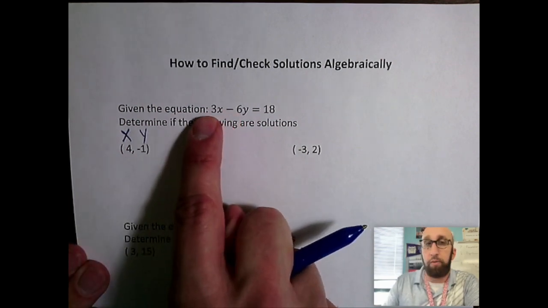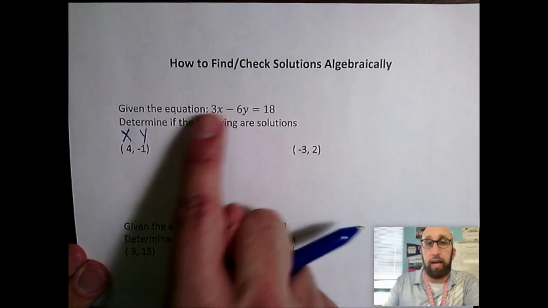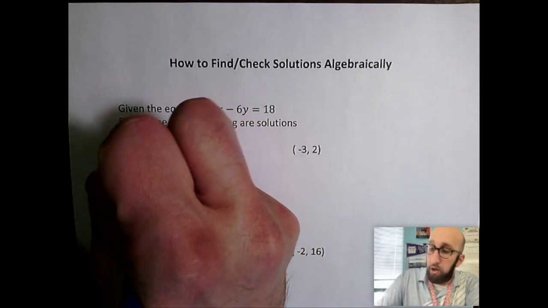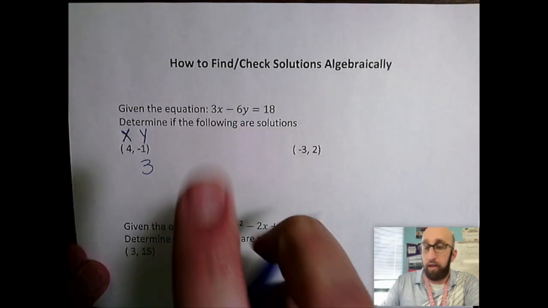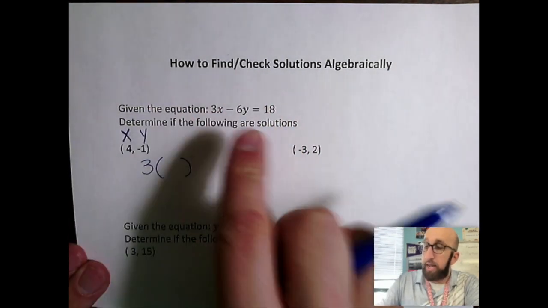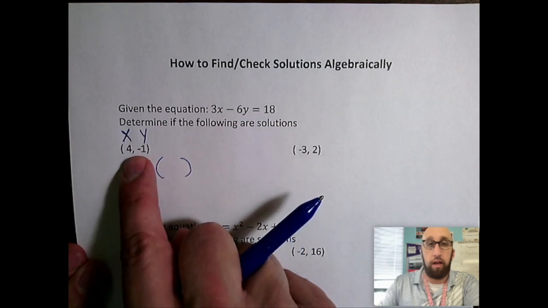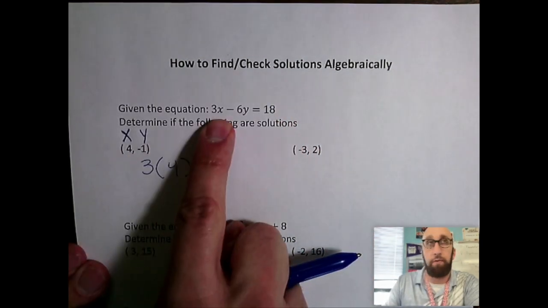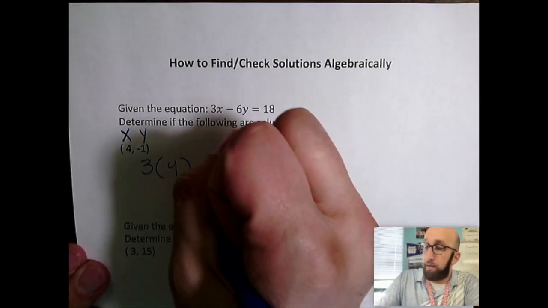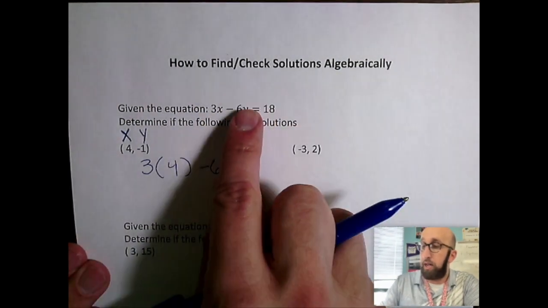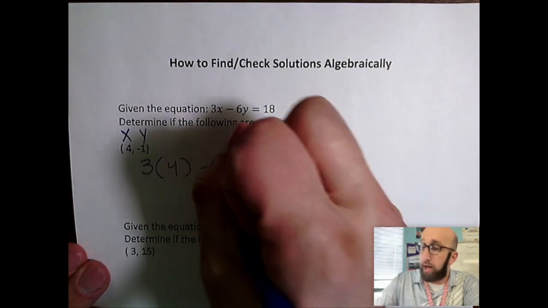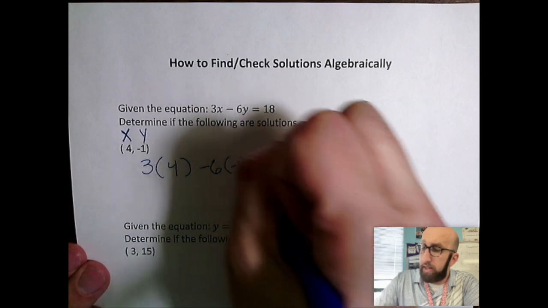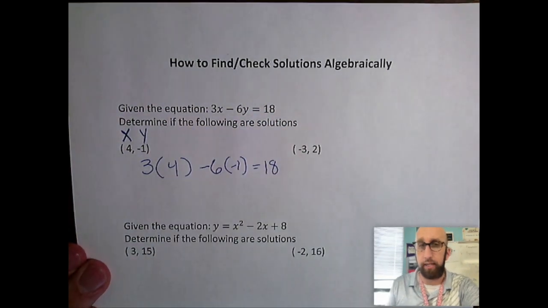I'm just going to rewrite this equation, but anytime I run into x, I'm going to put a 4 in its place. Anytime I find a y, I'm going to put a negative 1 in its place. So we would start with a 3, and then I need an x, but I'm going to take the x out and put this 4 in its place. So I plug the 4 in for the x. Next, I have a minus 6. There's my minus 6. And I would have a y, but I'm going to take the y out and put a negative 1 in its place. And this is supposed to be equal to 18.